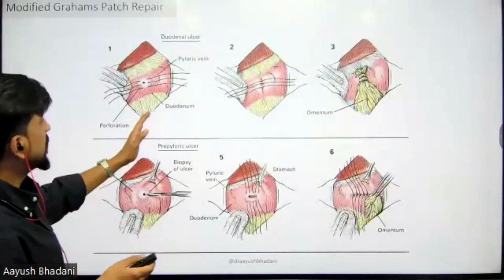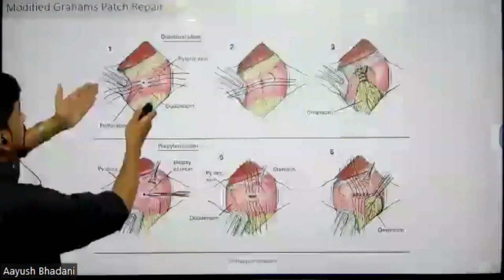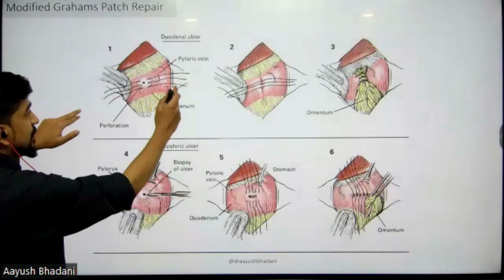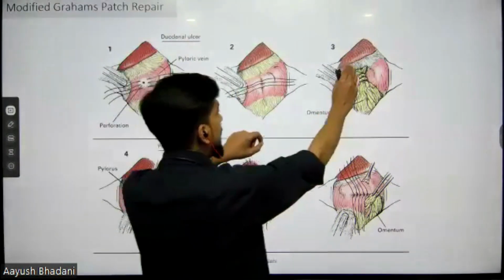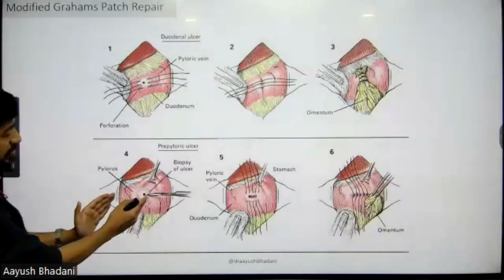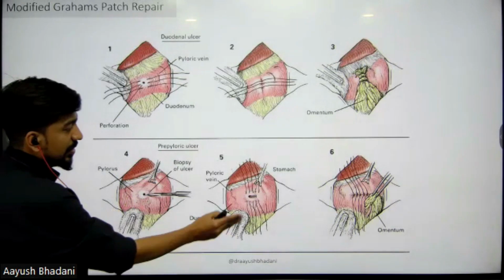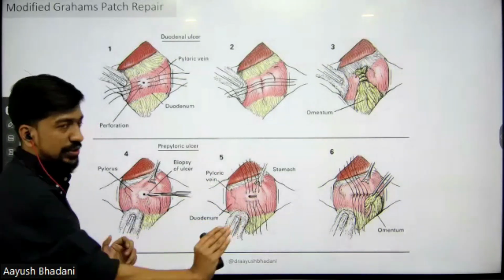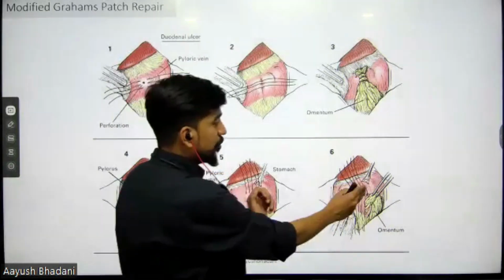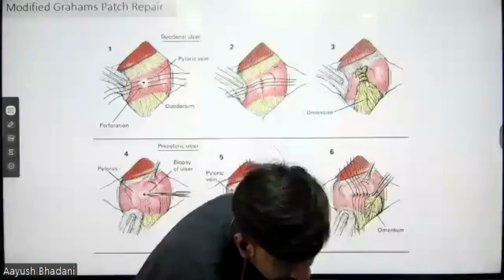I'll just show these pictures again from Zollinger. Okay, this is our Bible. So this is the duodenal ulceration. This is the perforation. 3 stitches, close it, put the omentum, suture it back. Next, pre-pyloric perforation. This is the ulcer. You take a biopsy, pass 4 sutures at max, not more than that. Close, put the omentum, stitch it back. As simple as that.